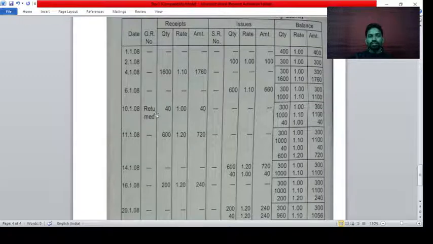Okay, so that's why it is a receipt for the stores department. Okay, so 40 units at the rate of 1. Okay, out of this 100 they returned to stores 40 units. At the rate of 1, the total will be 40.